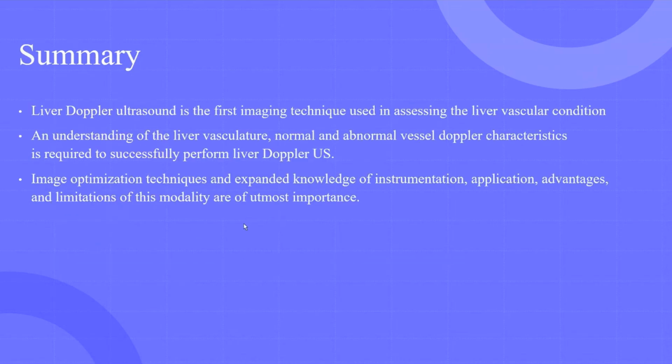In summary, liver Doppler ultrasound is the first technique used in assessing liver vascular conditions. Understanding of the liver vasculature and normal and abnormal vessel Doppler characteristics is required to successfully perform a liver Doppler ultrasound. Image optimization techniques and expanded knowledge of instrumentation applications, advantages and limitations of this modality are of utmost importance.